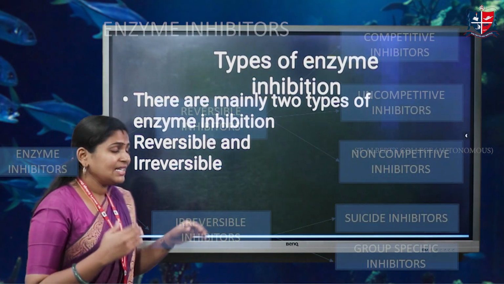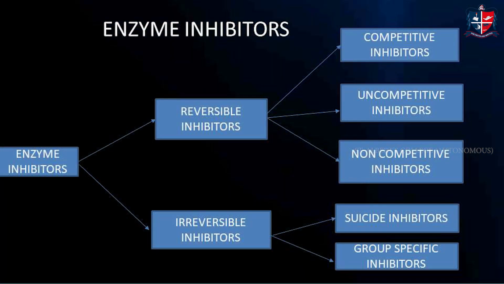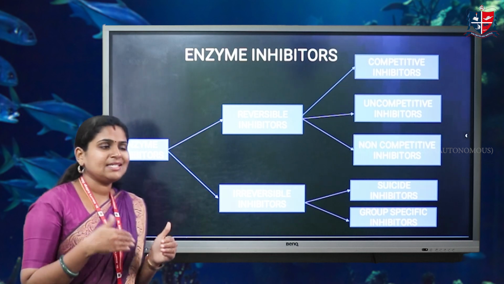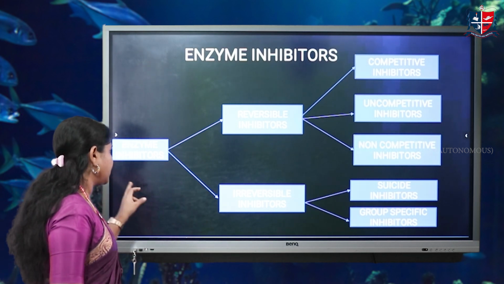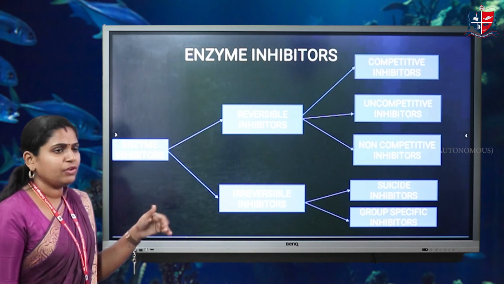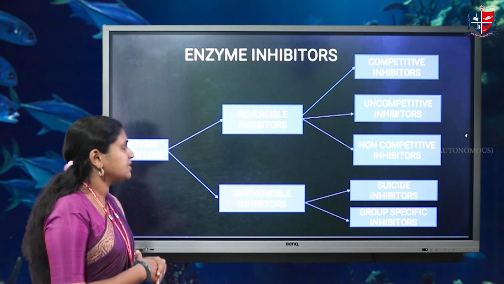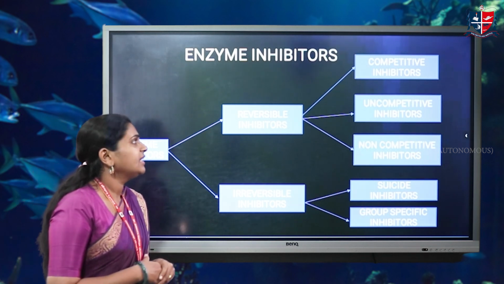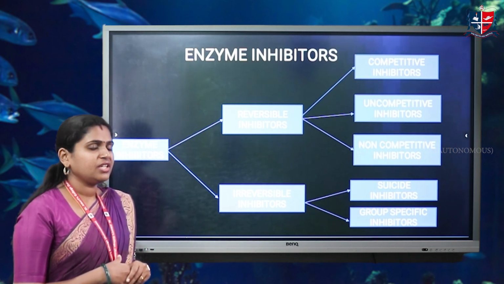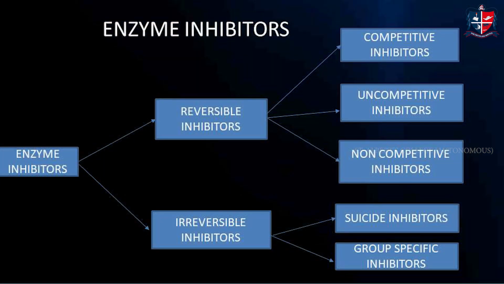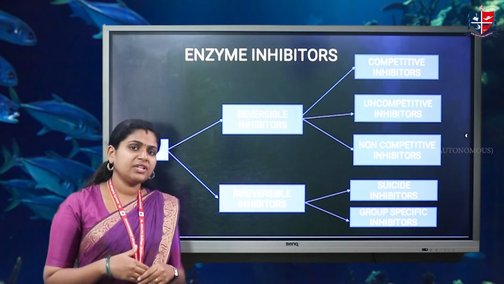Now we are going to discuss in detail these different types of enzyme inhibition. The enzyme inhibitors are classified, as we already said, into two: reversible inhibitors and irreversible inhibitors. The reversible inhibitors are classified into three: competitive inhibitors, non-competitive inhibitors, and uncompetitive inhibitors. The irreversible inhibitors are classified into two: suicide inhibitors and group-specific inhibitors.